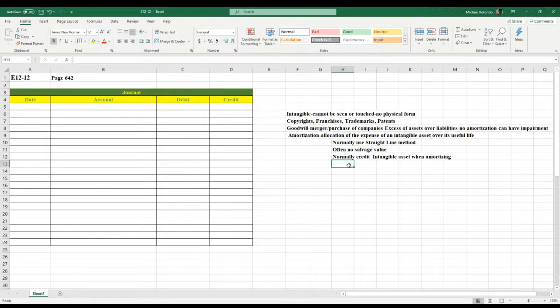So if you look at exercise 12-12 on page 642 of your book, we're going to do a journal entry for the purchase of a company. It says Brigham Company purchased Young Company by paying $250,000 cash and issuing a $100,000 note payable to Steve Young. At July 1st, 2017, the balance sheet of Young Company was as follows. The recorded amounts all approximate current values except for land. Land has a recorded amount of $40,000, but the fair value is $60,000.